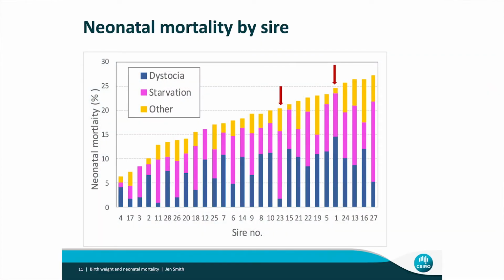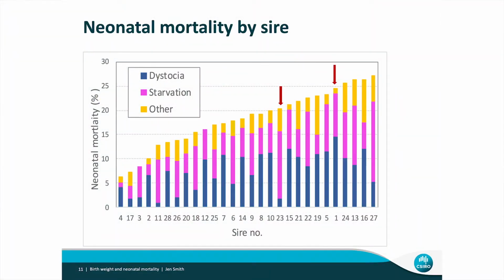And in terms of the profitability of your enterprise, 20% lambs can make quite a big difference. So there is a lot of sire variation in lamb mortality. This is the same graph again, but what I've done here is separate it into effectively three main categories of mortality, which is dystocia, starvation, and I've put all the others in together. And what you see here is that not only is there variation between sires in the total mortality, but also the causes of those mortalities.